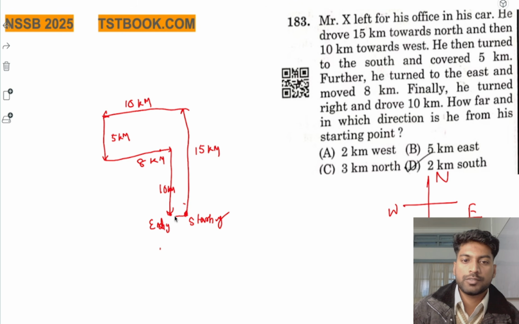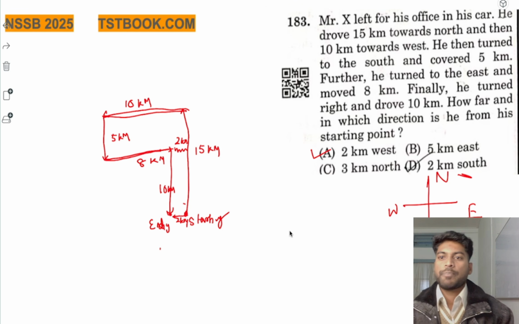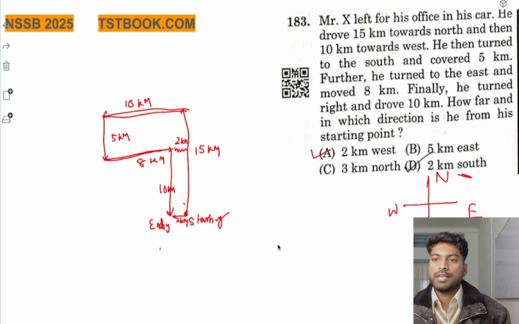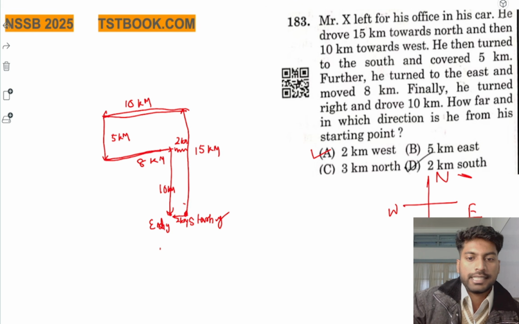Exactly the same place but 2 kilometers far. Why 2 kilometers? Look, this one is your 10 total, and he already crossed 8. So it should be 2 kilometers. So which side is the 2 kilometers? It is in the west, not south. Okay, west. How far and in which direction is he from the starting point? From the starting point on this side, that is your west side. Okay, not south. So option A is the correct answer.